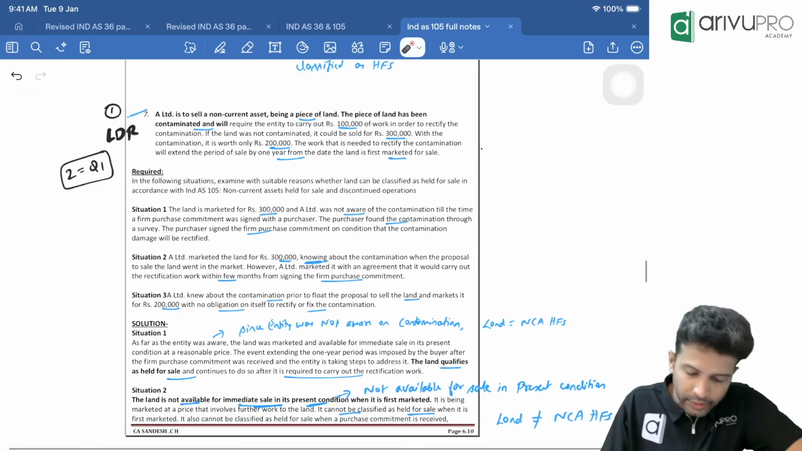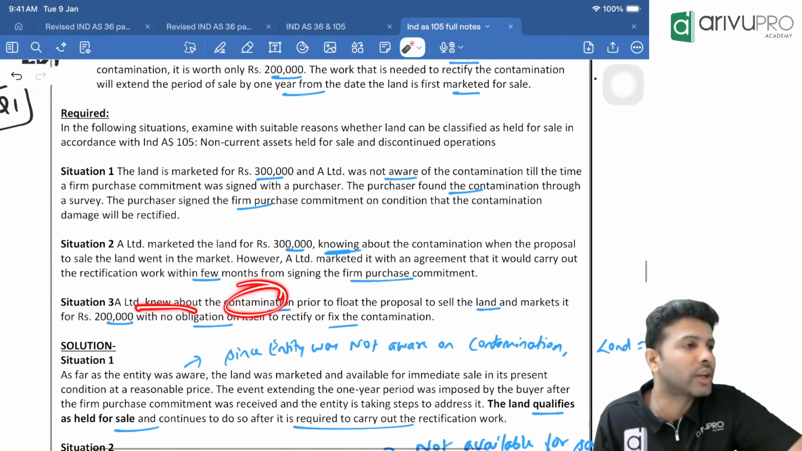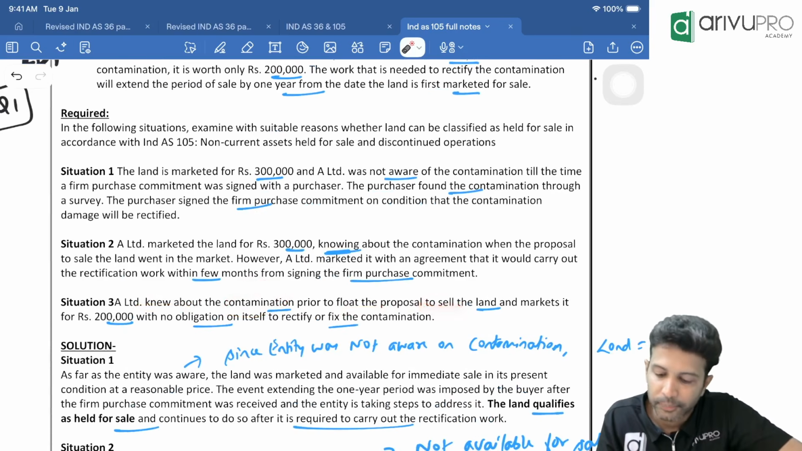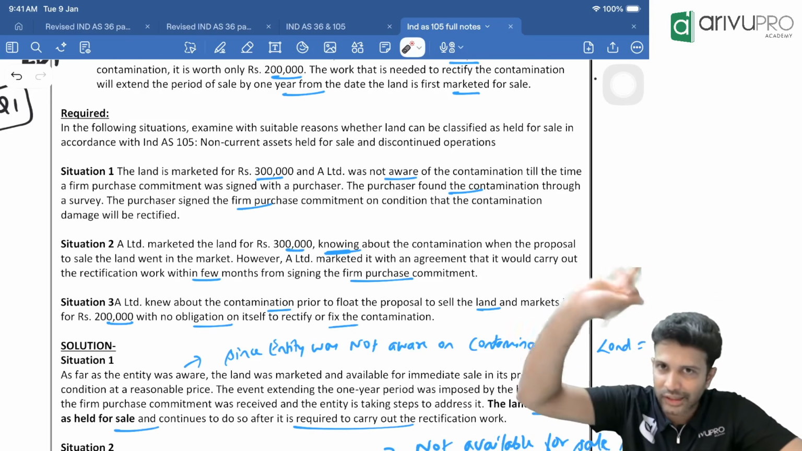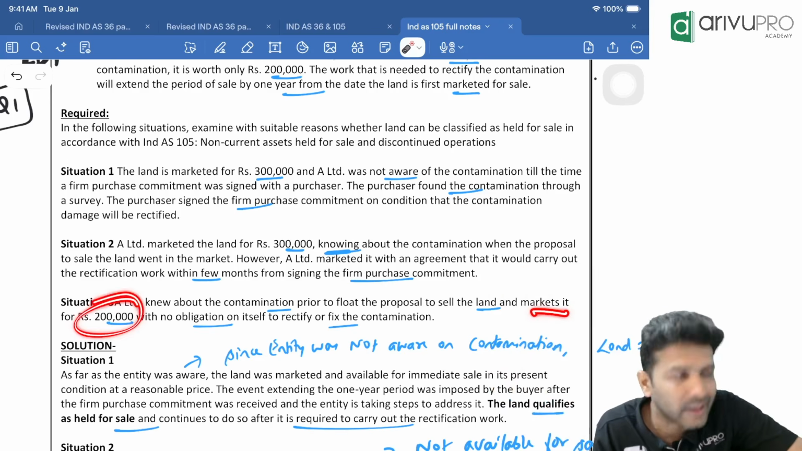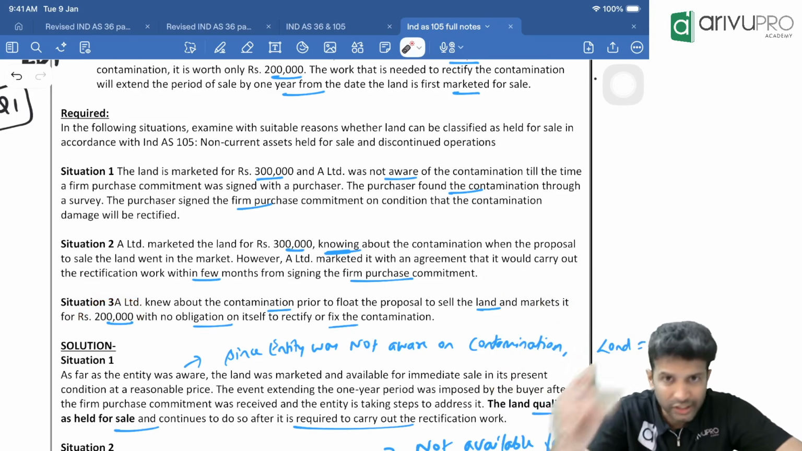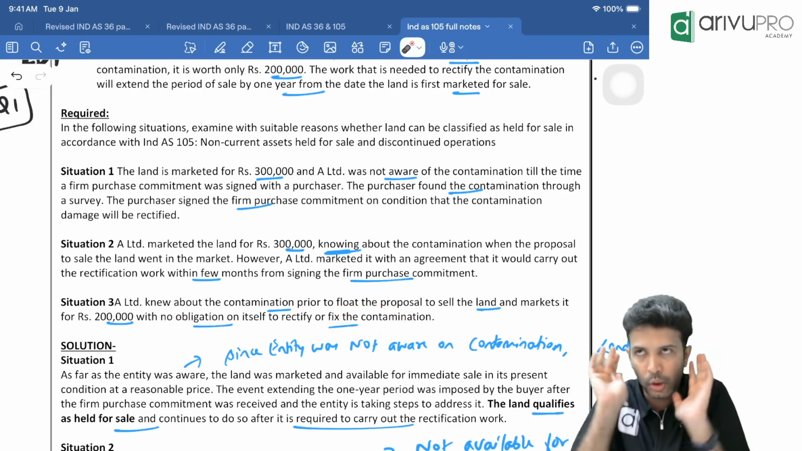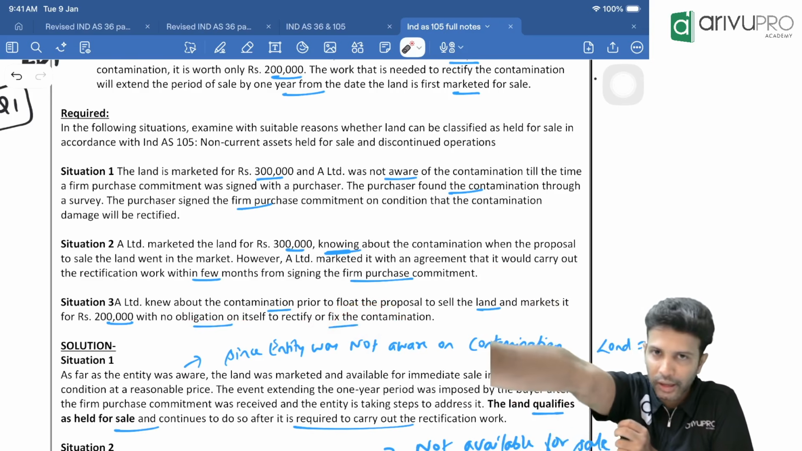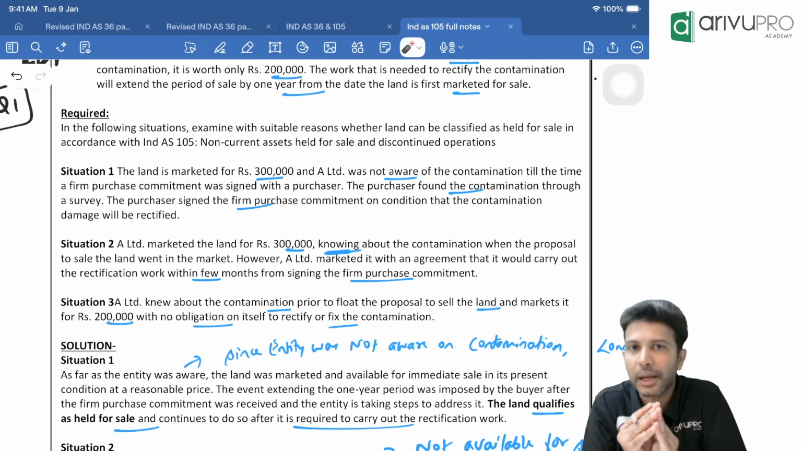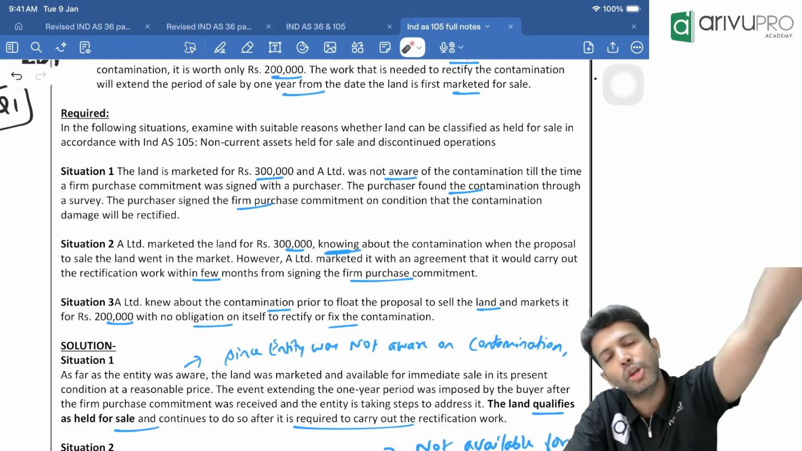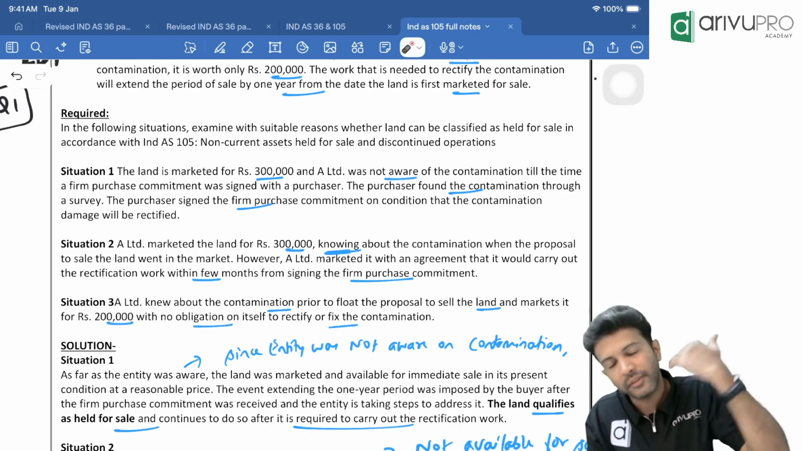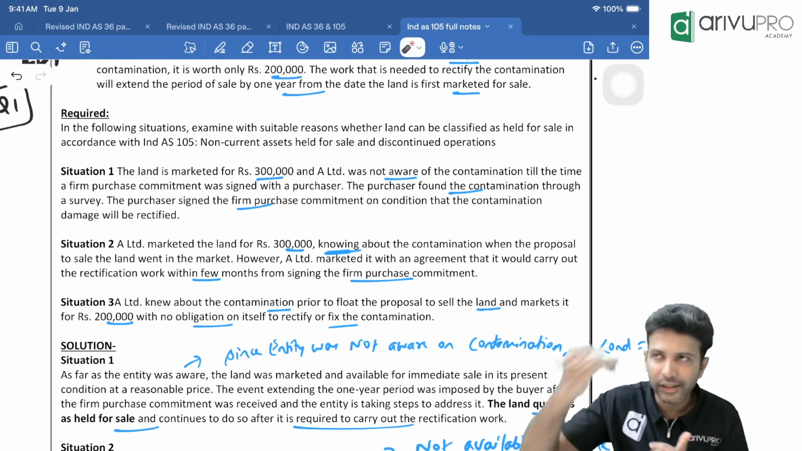Okay. All right. Third situation. A Limited knew the contamination. We are aware of contamination prior to floating the proposal of sale. Before selling only, we know that there is a contamination. And now the company is marketing this for 2 lakh. A Limited wants to sell this land for 2 lakh with no obligation on itself to rectify or fix the contamination. Now the company is saying, we want to sell this land for 2 lakh and we are telling the buyer, boss, there is contamination. I will not rectify the contamination, you only do. So that rectification work, A Limited is saying, I will not do it. We are telling the buyer, you only do it. On that condition, we are selling.